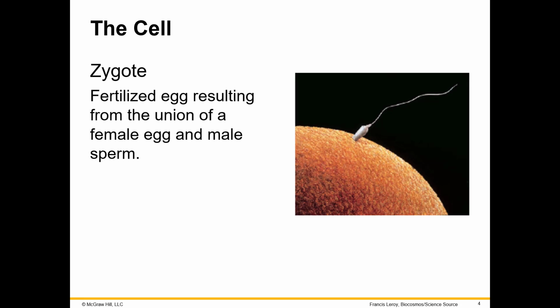A zygote is a single fertilized cell and the beginning of a human being. Fertilization occurs and a zygote is formed when a sperm cell enters an egg cell. This is demonstrated in the figure shown here. This microscopic zygote will divide and multiply millions of times to become a human being. Cytology is the study of cellular structures and function. Your understanding of the cell will form the basis of your knowledge of anatomy and physiology for every tissue and organ.